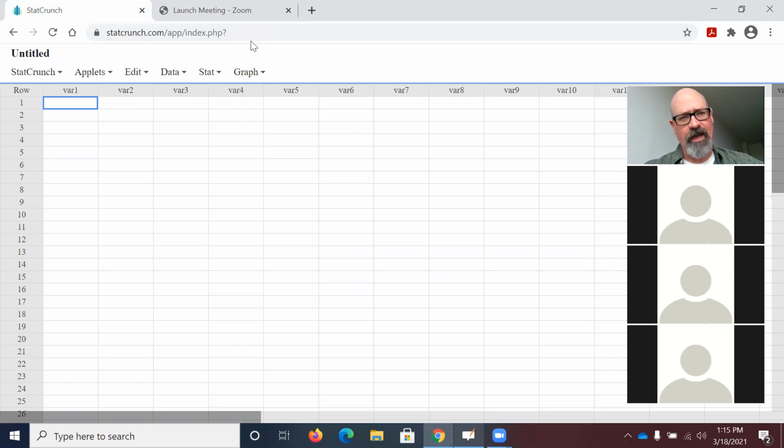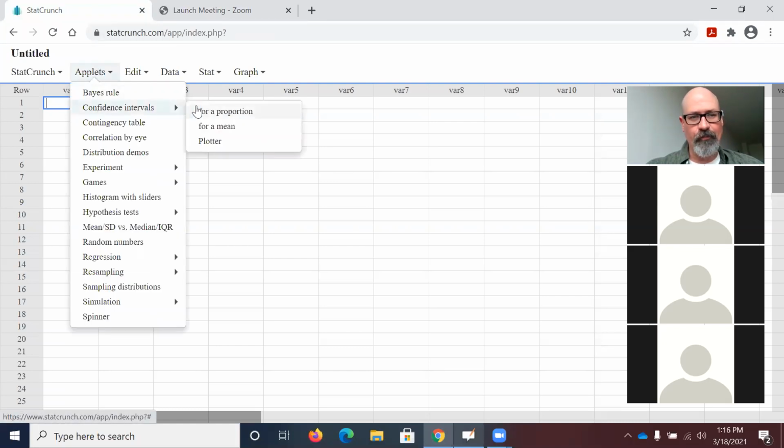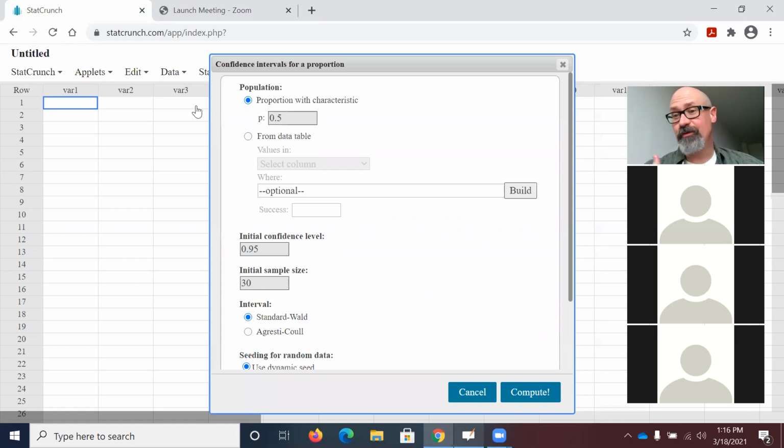And one of the nice features that it has is that you can simulate this idea of a confidence interval, and the confidence level is something that you can actually discuss. You can see what's going on. If you go to applets, confidence intervals for a proportion, what I'm going to do in this case, and it's cheating a little bit, is select the true value of the proportion by entering some number in here. So for the sake of simplicity, I'm just going to leave that at 0.5. With a confidence level of 95%, I'm going to leave that as 0.95. The sample size is 30.